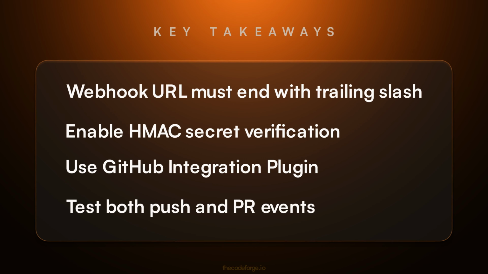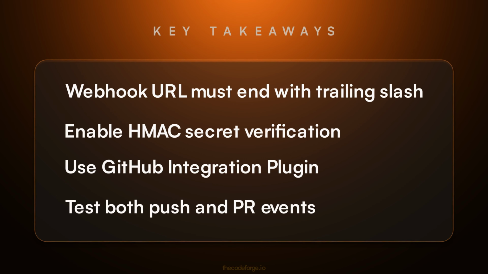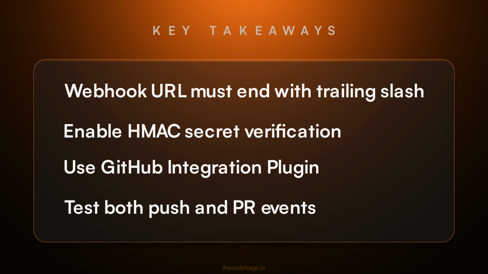To recap, always ensure the webhook URL ends with a trailing slash. Enable HMAC secret verification to prevent forged webhooks. Use the GitHub integration plugin for modern pipeline support. Test both push and PR events separately. Implement monitoring and alerting to catch silent failures early.